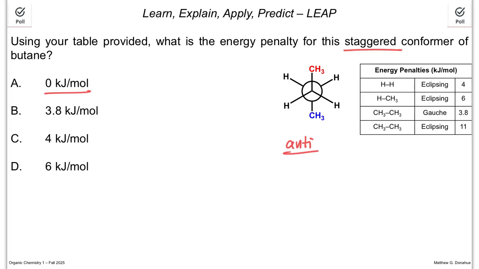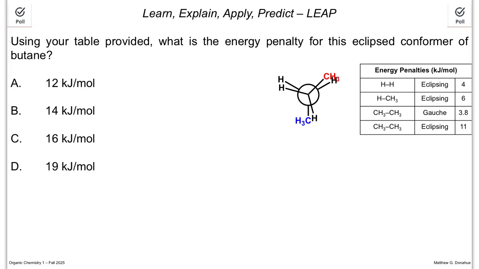I'll explain what that one is because it's special. So now we've done a rotation, and so we're eclipsed. We have 3 interactions. We go to the table to see how much each one costs. So we have HH, that's +4. Then we have methyl H, that's +6. And then we have another methyl H, that's another +6. So that would get us +16.